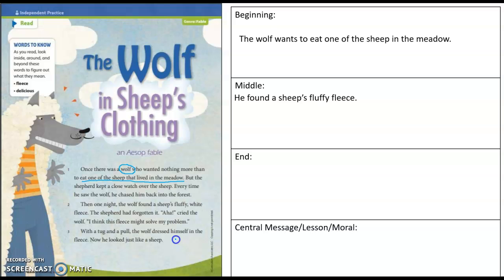So how does the wolf react to finding this fleece? He dresses himself in it. You got it. And if you're not sure what a fleece looks like, you can look over here at the picture. Here he is dressed in the fleece. And I'm going to add that to my graphic organizer because I think that's pretty important. He dressed himself in the fleece so he would look like a sheep.